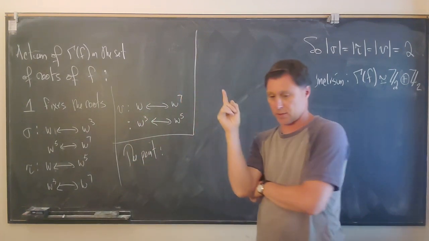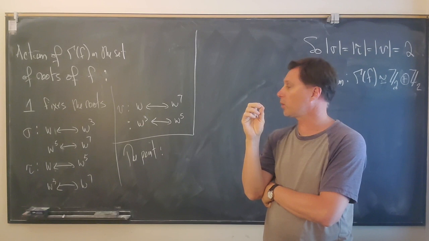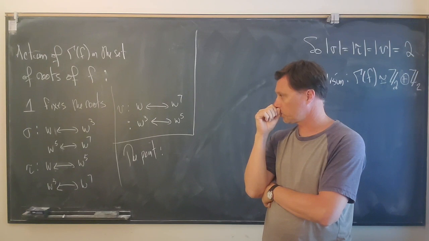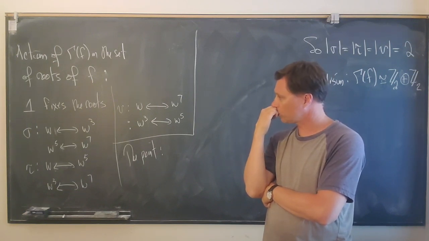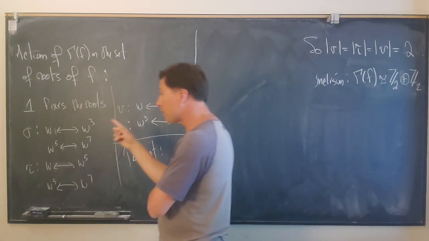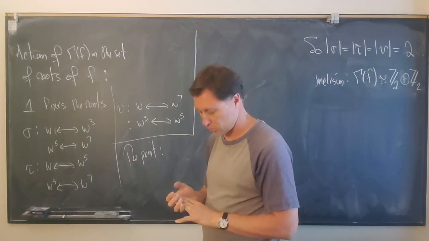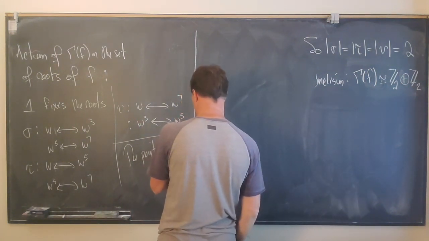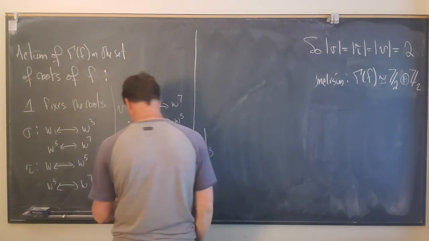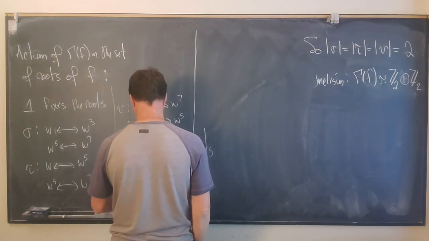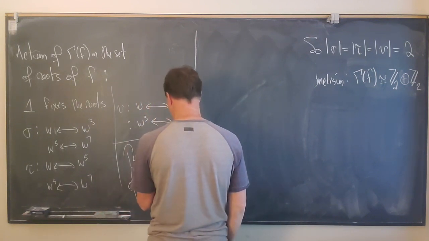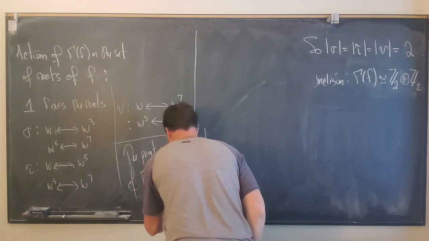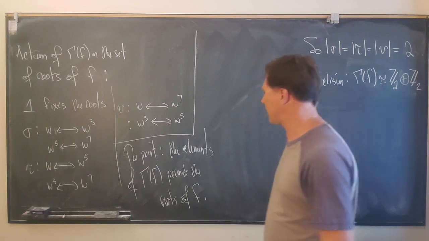Each of the elements of the Galois group of this polynomial permutes the roots of our polynomial. In other words, each of these elements is a permutation of the set of roots. So the point, the elements of gamma of f permute the roots of f. And, you know, in some sense, that's what Galois theory is.